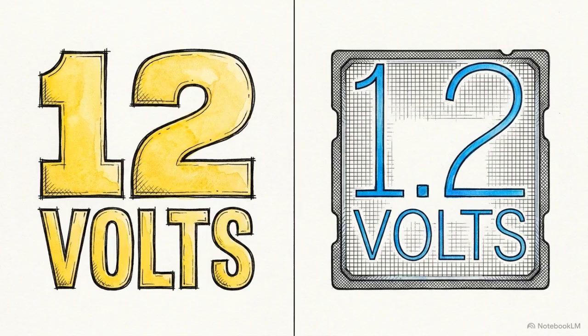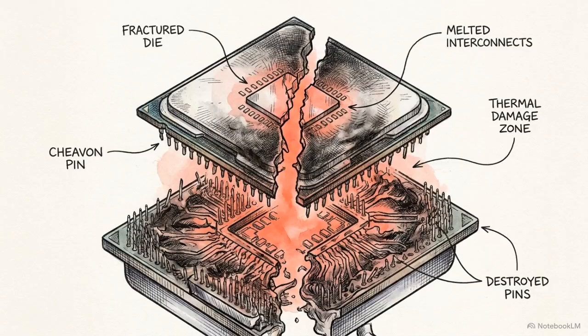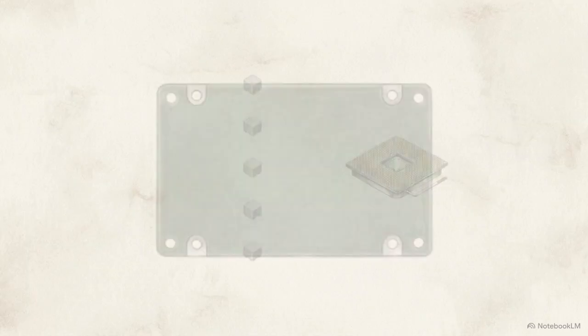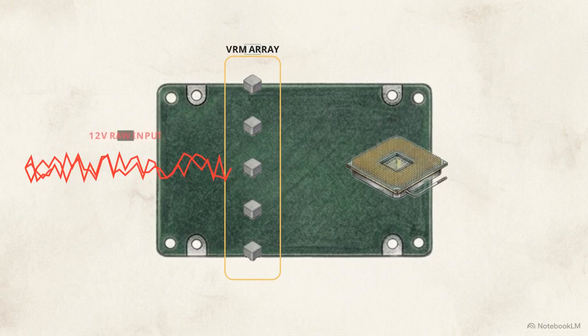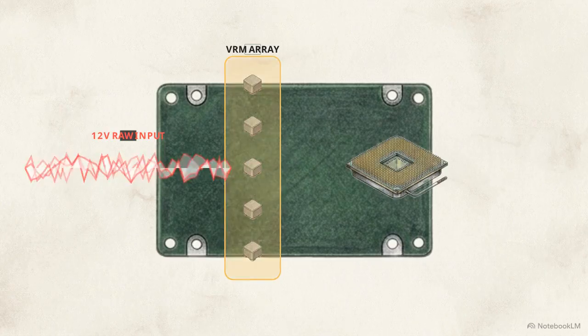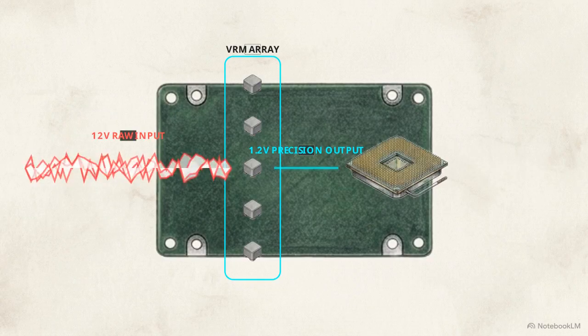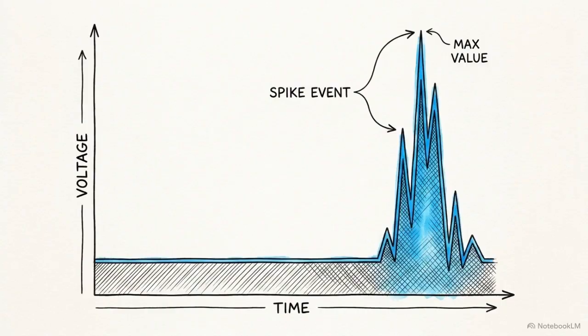This diagram illustrates voltage regulation modules, or VRMs. Positioned directly between the power connectors and the CPU socket, they intake 12 volts and step it down, outputting a highly precise 1.2 volts into the processor. When a processor suddenly launches a heavy workload, its electrical demand spikes instantly. The VRMs must rapidly adjust to deliver more current while maintaining that exact voltage line.